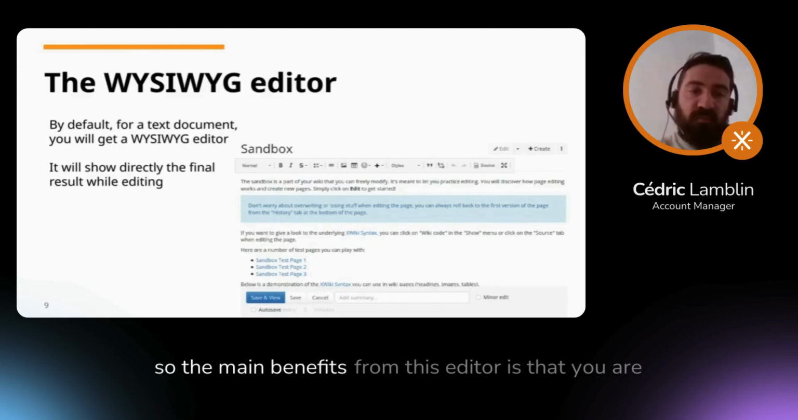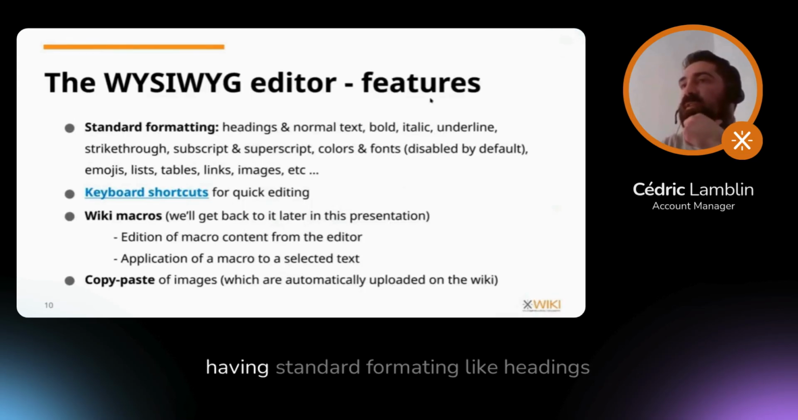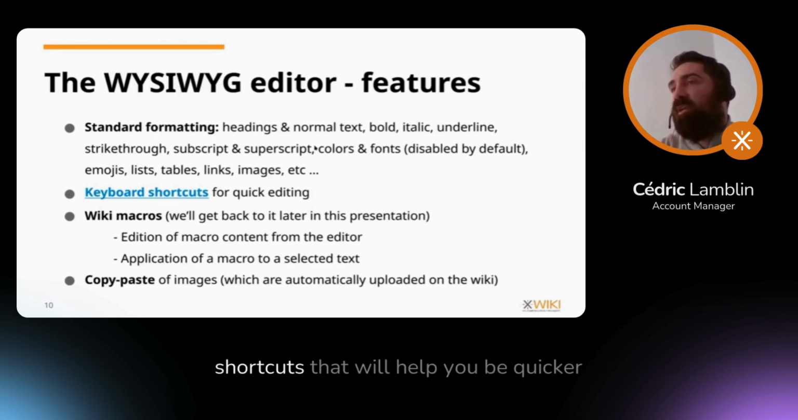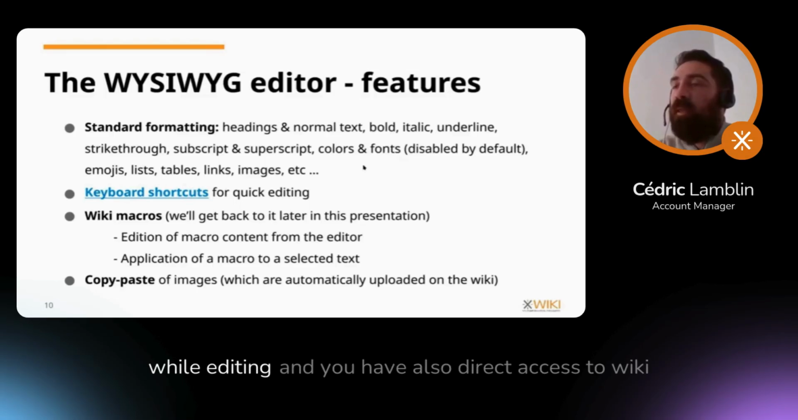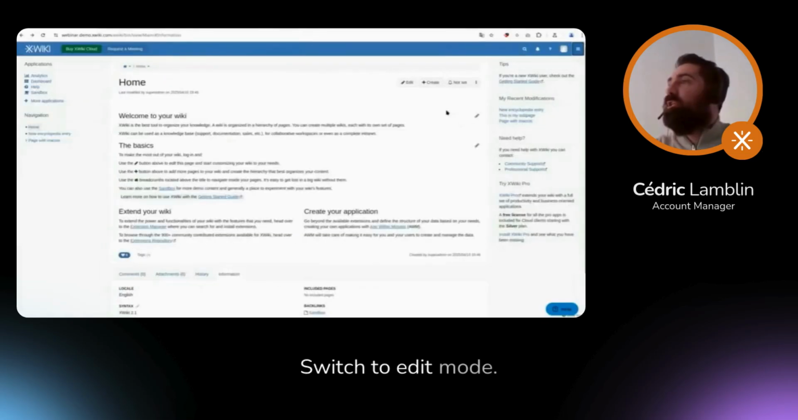The main benefits from this editor is that you are having standard formatting, like headings, text, and bold, italic, underline, all that sort of thing. You have access to some keyboard shortcuts that will help you be quicker while editing, and you have also direct access to wiki macros through this tool to switch in edit mode.